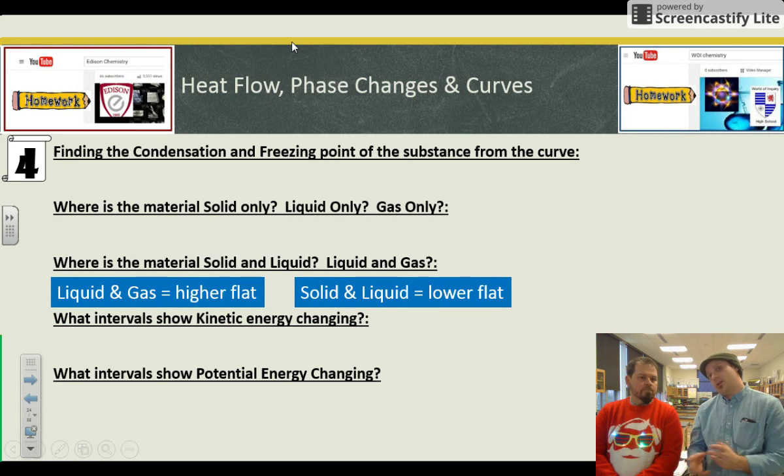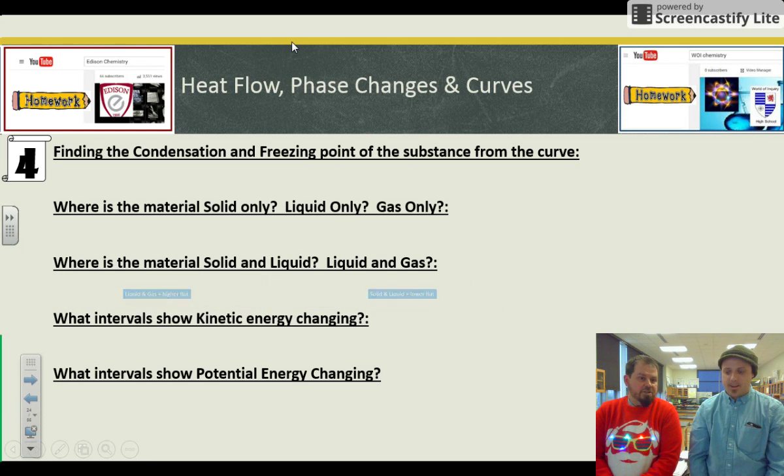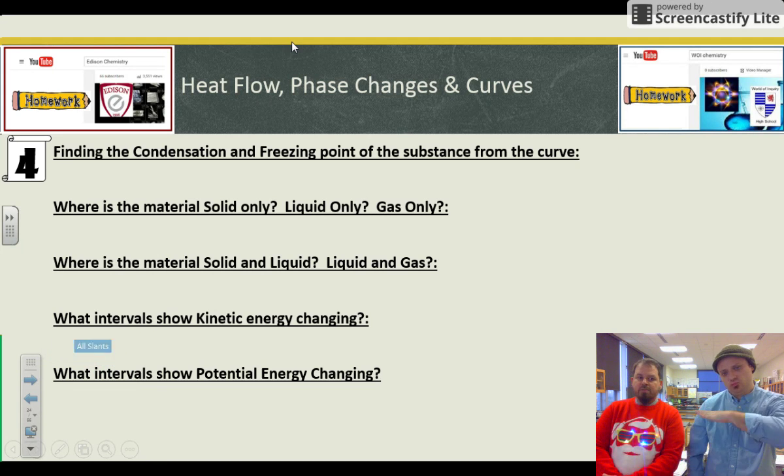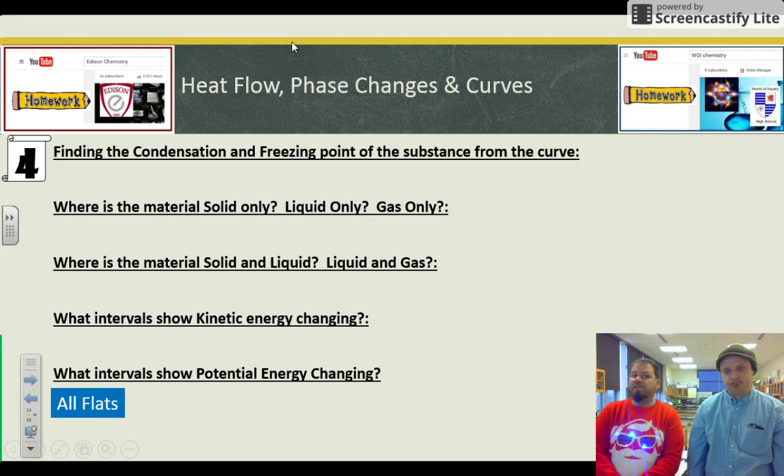So these are our flats, when our phase transition is occurring. You have both phases present. What it's coming from and what it's going to are both in there at the same time. And when the kinetic energy is changing, that's always going to be a slant. When the potential energy is changing, that's always going to be a flat, because now the kinetic energy isn't changing.